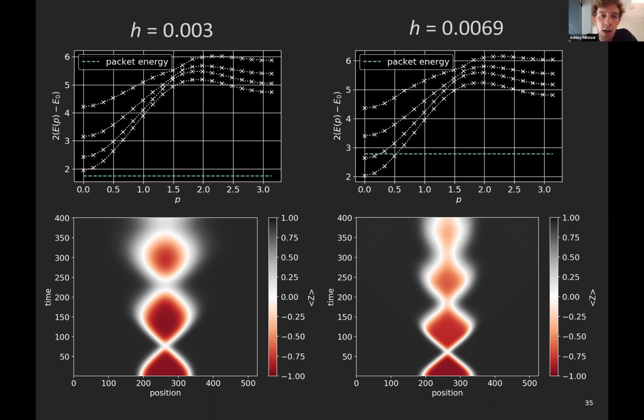Okay. Two questions from Alex. What's the current bottleneck in your simulations? And have you thought about using shadow tomography to compute some of these observables?